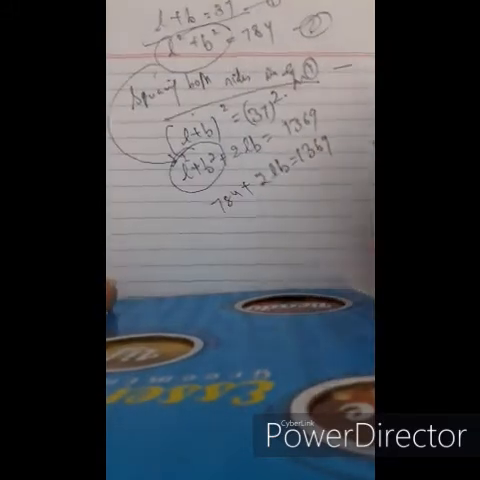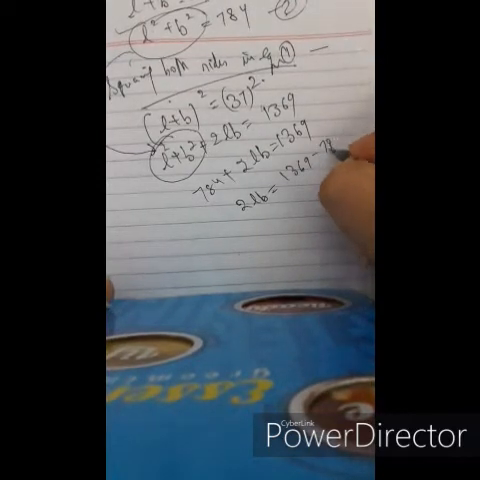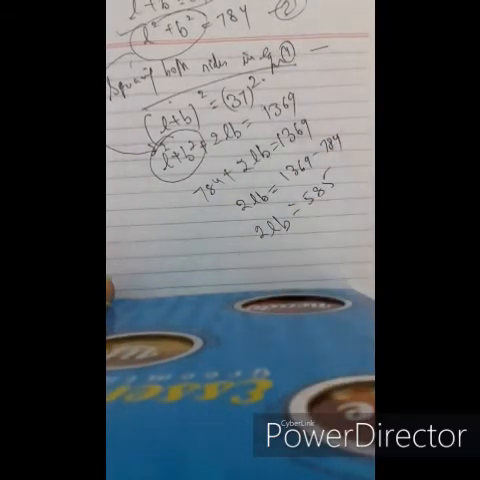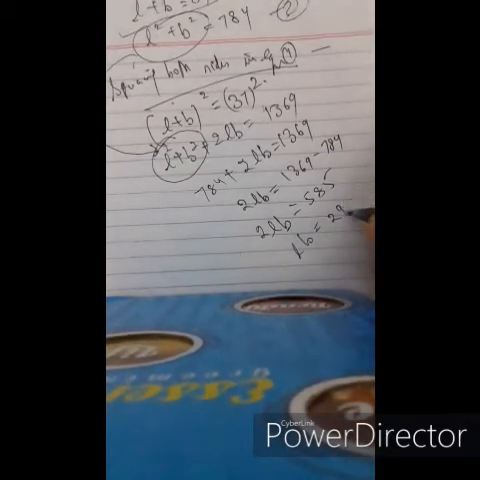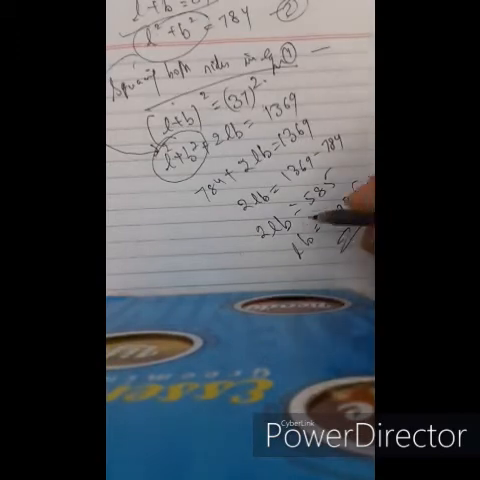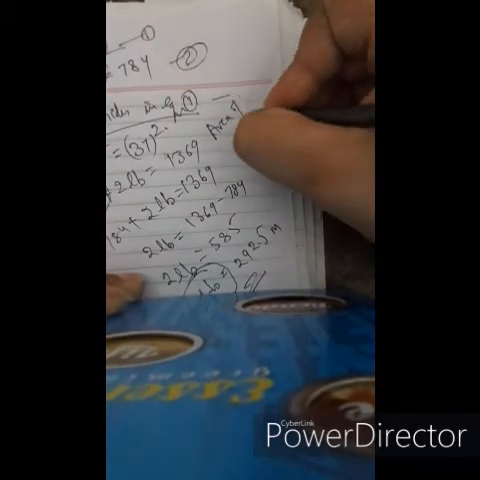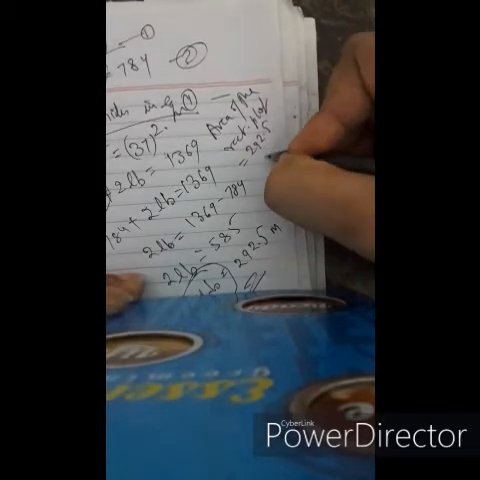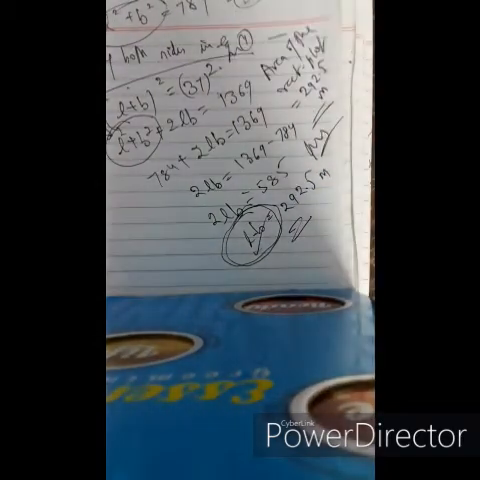Alright, so 2LB becomes equal to 1369 minus 784, that is 585. So LB becomes 585 divided by 2, which is 292.5 meters. We know the area of rectangle is L into B. Therefore, the area of the rectangular plot becomes 292.5 meters. This is the answer. We found out the value of L into B, which is the area of the rectangular plot, that is 292.5 meters.